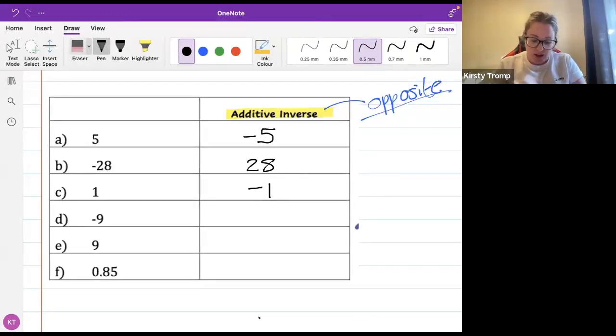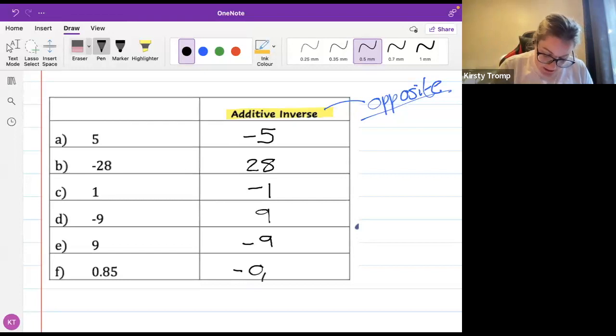Right, let's have a look at your answers. The additive inverse of negative 9 should have given you 9. The additive inverse of 9 should have given you negative 9. And look at this, they've given us a decimal answer here now. We haven't worked with any decimals before with negative numbers, but the additive inverse of 0,85 will be negative 0,85. So well done, everybody. People did put some in the chat, so well done. Okay, let's move on.